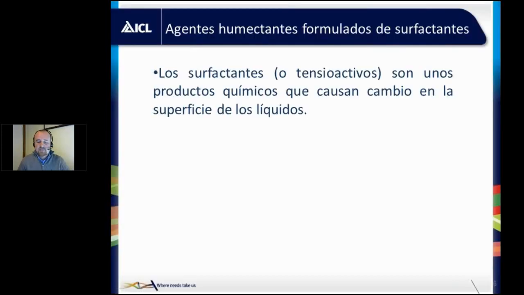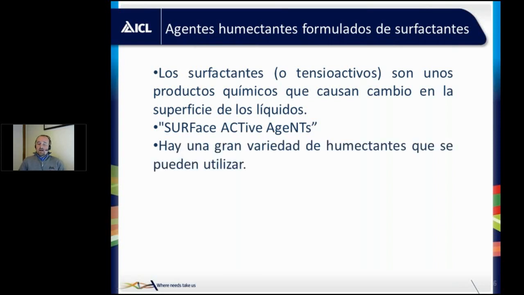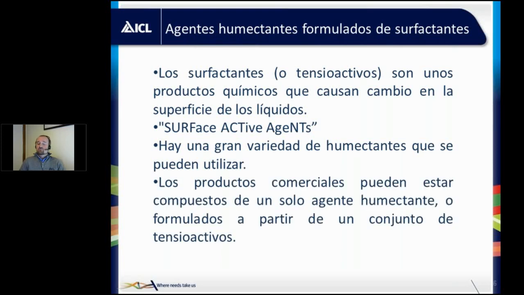So, again, the beginning. Well, surfactants are a class of chemicals that cause a physical change at the surface of liquids. It's how their name is made up. They are surface active agents. So the word surfactant comes from that. I think it's important to know that there are a large number of surfactants available that can be utilized, and the range of commercial wetting agents that we have can be formulated from a single surfactant, but more commonly formulated from one or two surfactants, and some out there on the market are formulated from a range of surfactants. And that is the difference between them, the constituent surfactants of which the wetting agent is made up.